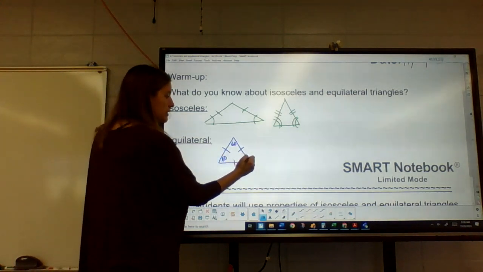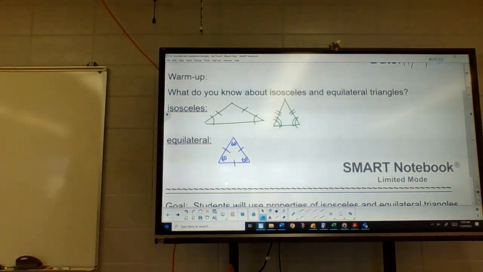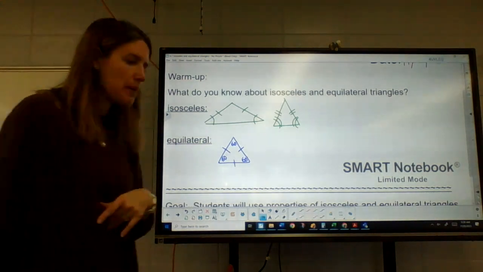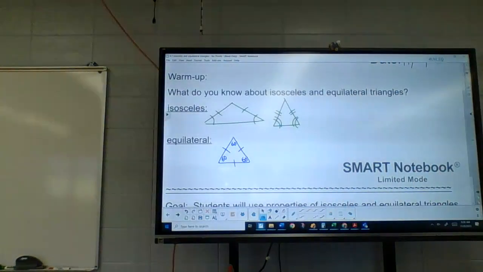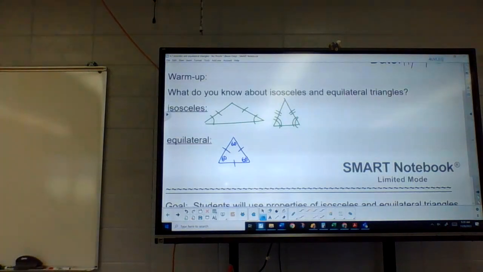So we're going to go into more depth about this. But both of these are super important triangles because there's a lot of information that we can get out of them if we know they're either isosceles or equilateral. So we can solve a lot about these triangles based off of what we know currently.